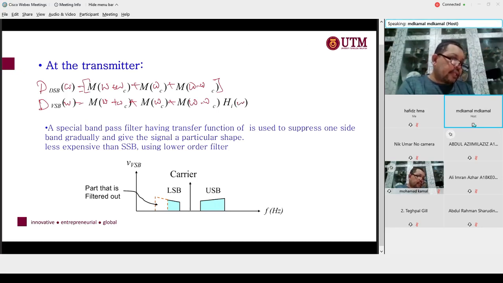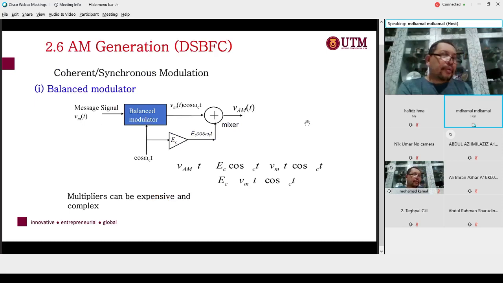So a special bandpass filter having a transfer function is used to suppress one sideband gradually and give the signal a particular shape. It means it is less expensive than SSB using a sharp filter. So this is part, transmitting like this. So it is part of the USB, the sum of the full USB with part of your LSB. Okay.